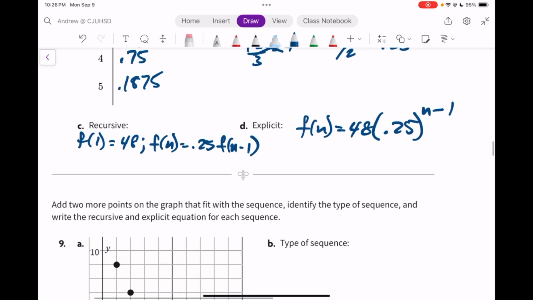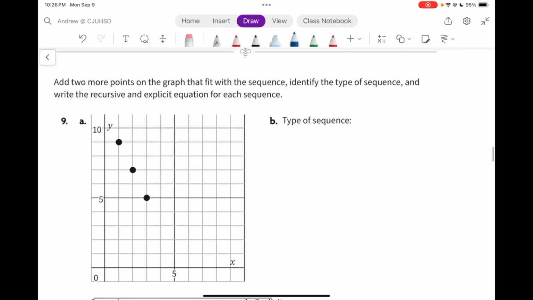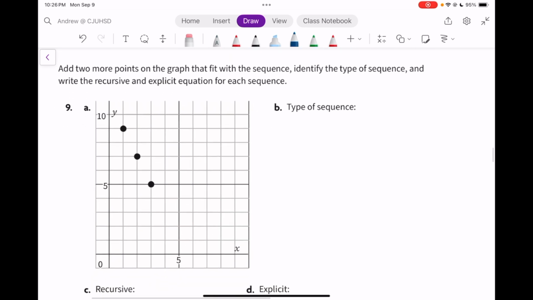Okay, now it's time to do the next group here. So notice the directions. You're going to add 2 more points to the graph that fit with the sequence. In other words, that follow the pattern. Identify the type. And then write the recursive and explicit. Now you might be thinking, well, wait a minute. How am I going to figure out with just dots the numbers I need to use?